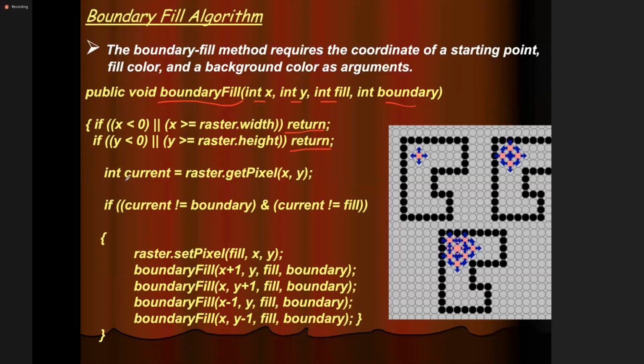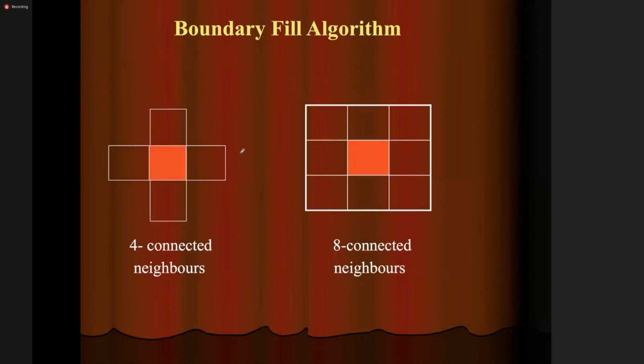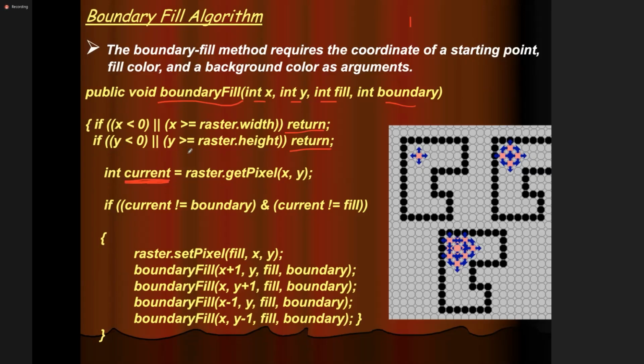Then we are taking the current pixel. Current pixel means current pixel value. Now we are available in one of the pixels. That is, here we are taking the xy value. Assume that xy value. The seed point or whatever. Raster get pixel value x comma y and put that as current.